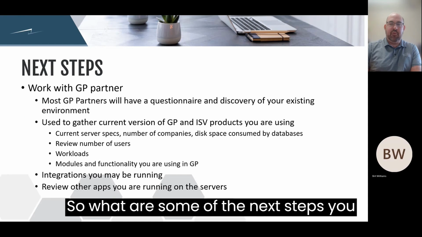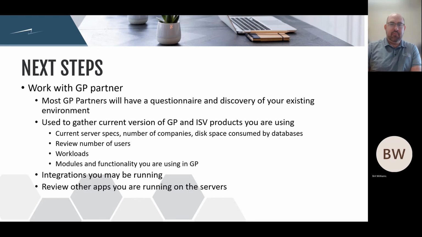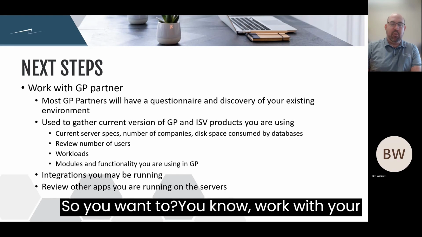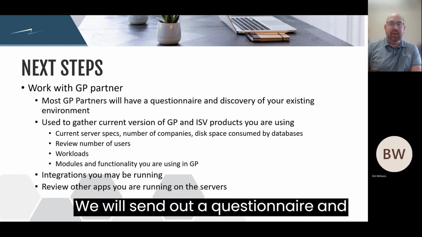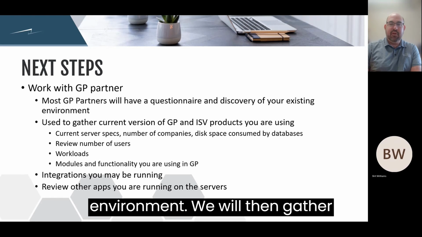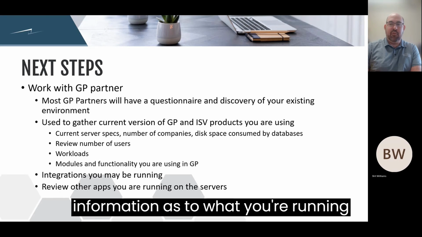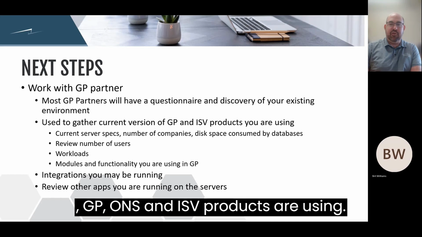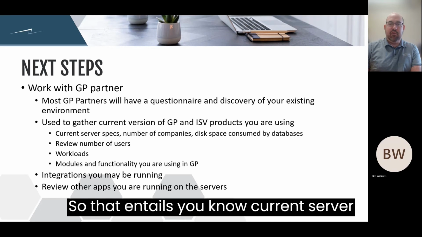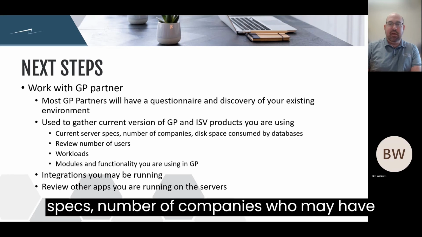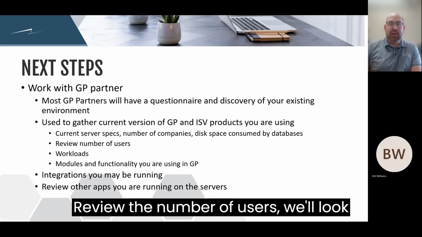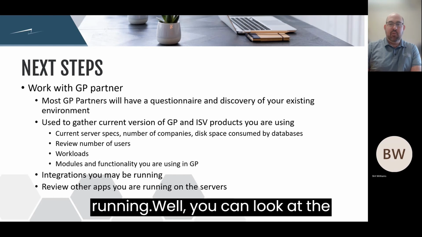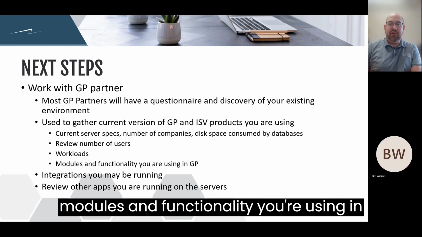What are some of the next steps you want to think about? You want to work with your GP partner, which hopefully is Stoneridge. We will send out a questionnaire and do a discovery of your existing environment. We will then gather information as to what you're running GP on and ISV products you're using. That entails current server specs, number of companies you may have, and disk space consumed by databases. We'll review the number of users, look at your workloads, what you're actually running, and the modules and functionality you're using in GP.